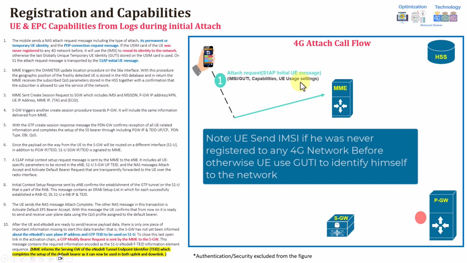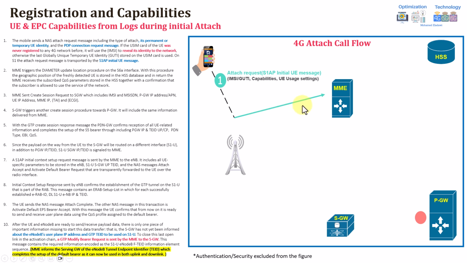And this will be our focus point in the next slide, which contains the details about that. Once the attach request is sent from the UE to the MME, the MME, after it receives the attach request, needs to acquire some information from the HSS about the user identity, for example, his location and so on.